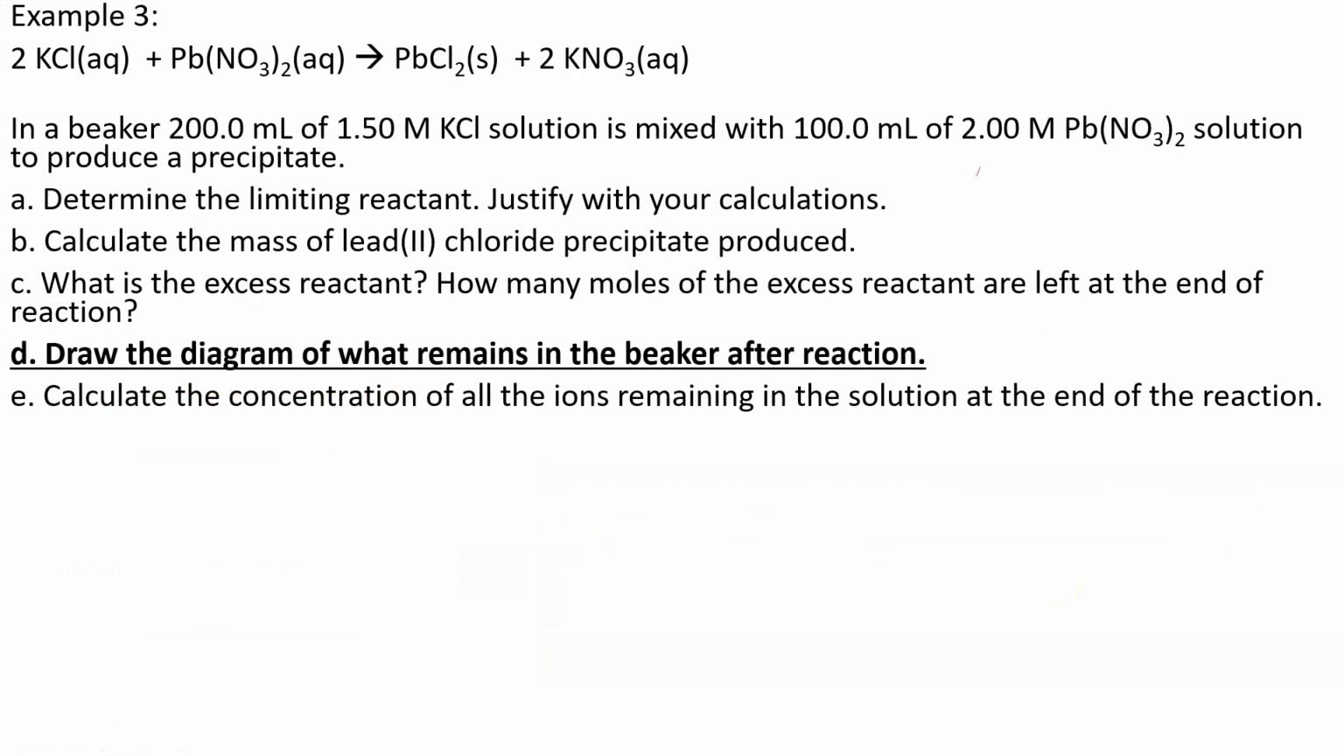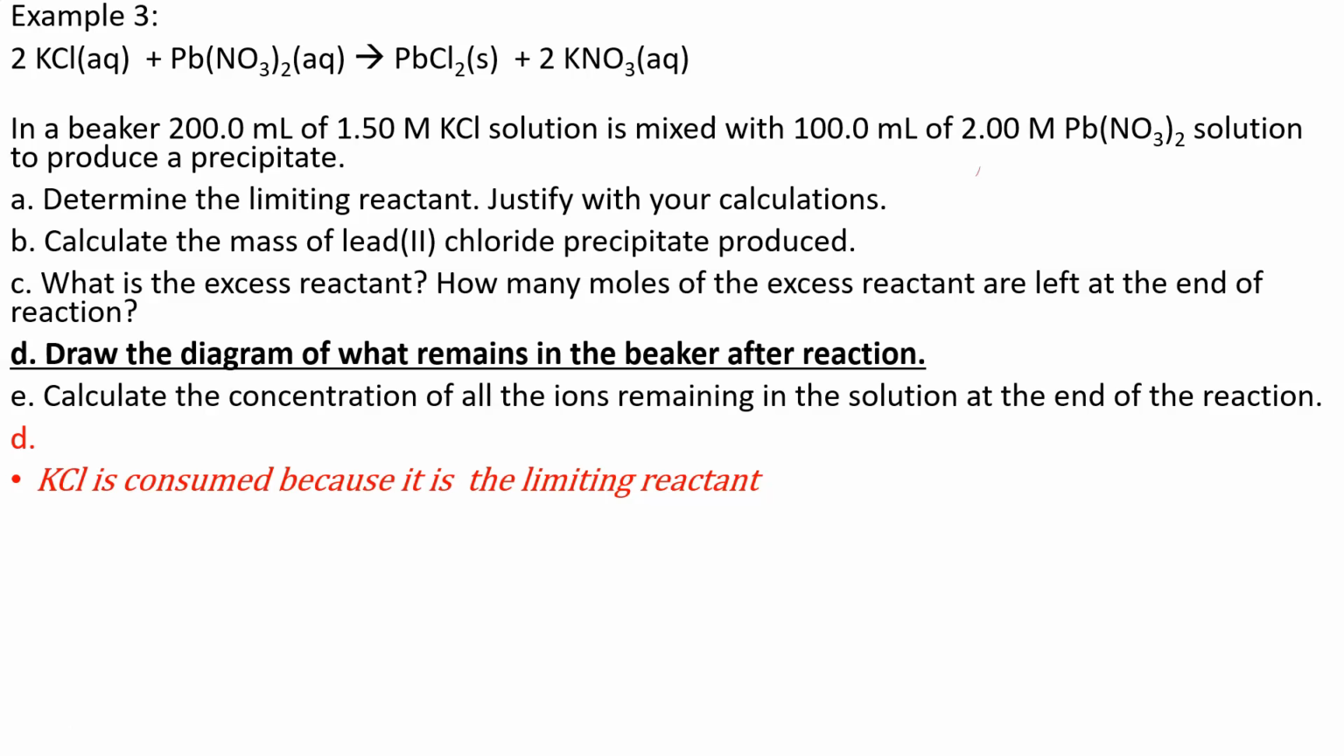Part D. We want to draw a diagram of what remains in the beaker after the reaction. So we know that lead nitrate is one of the reactants, it's the one that was left over. KCl was consumed, so we shouldn't see any of it. We produced lead chloride and potassium nitrate. So let's think about what we're going to see. KCl is consumed, as we said.